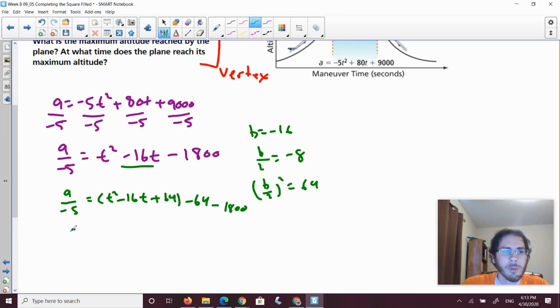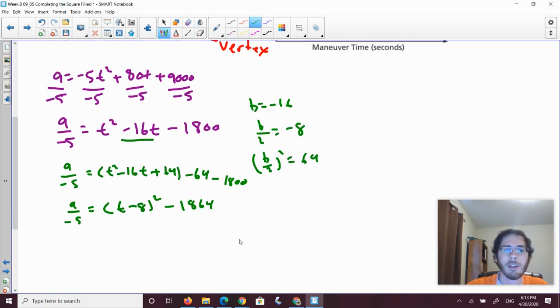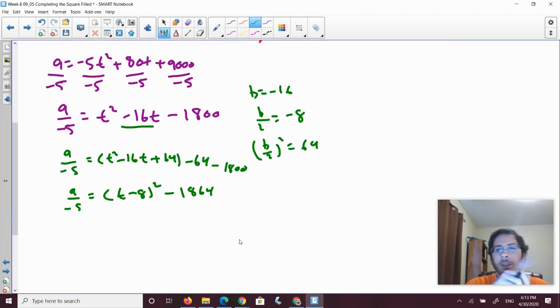Even though this still looks weird, we don't really do anything with it. We just leave it alone. So we get t minus 8 squared, and then that's just minus 1864. That's not too bad. So we're close. We've almost got it in vertex form, but we still need to make this minus 5 go to the other side, because when we have an equation in vertex form, we want the y, or in this case the A, to be by itself.